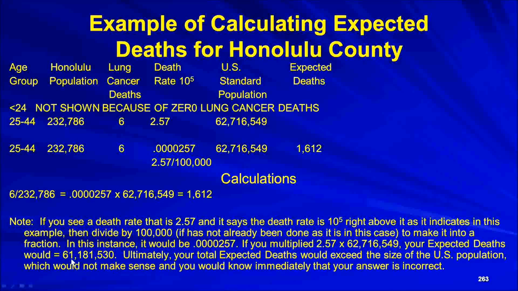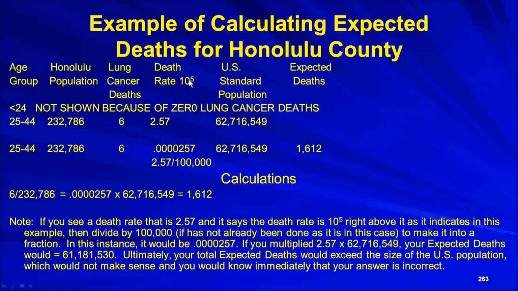And if you just simply multiply 2.57 by the population for that age-specific subgroup, your expected deaths would be 61 million. Well, if you can imagine doing that for each of the other age-specific death rates, and you add the expected deaths, they're going to come out far greater than the U.S. population. Ultimately, your total expected deaths will exceed the size of the U.S. population, which is ridiculous. It couldn't happen that way, and you would know immediately that your answer is incorrect. So you've got to look up here, is what I'm telling you.